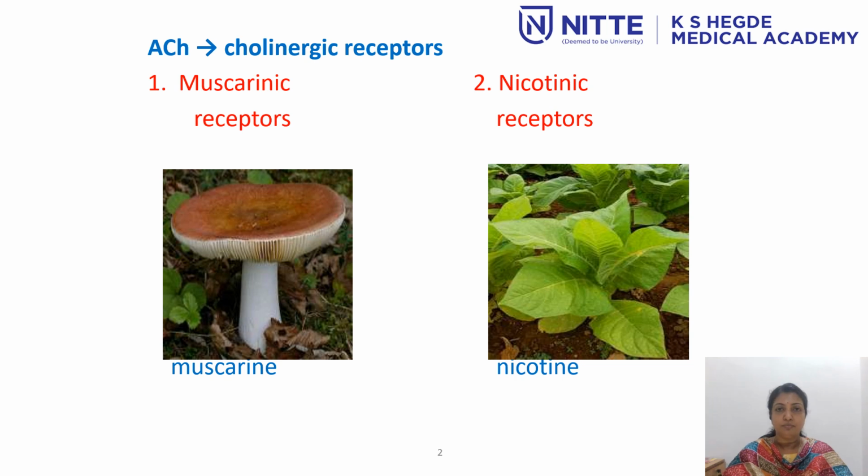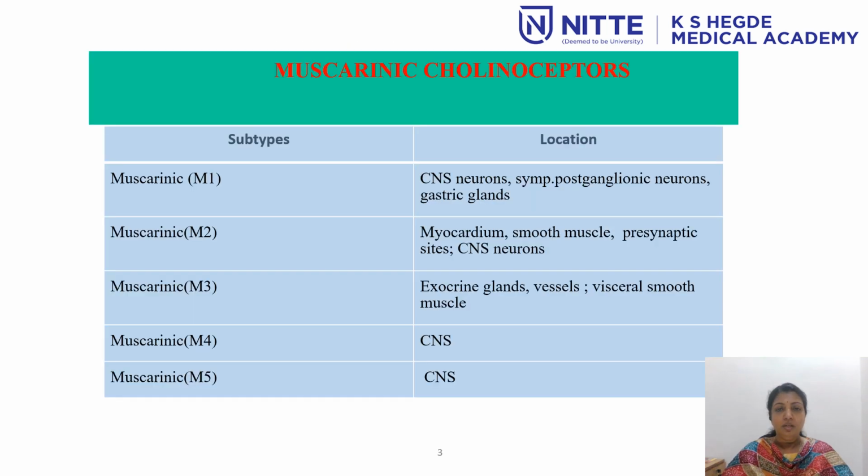So, why are they called so? By acting on the muscarinic receptors, they produce muscarinic action. The action produced at the muscarinic receptors is similar to the action produced by the poisonous mushroom alkaloid muscarine. And by acting on the nicotinic receptors, they produce action which is similar to the action produced by the tobacco alkaloid nicotine. Now coming to the subtypes of muscarinic receptors, we have five subtypes: M1, M2, M3, M4, and M5.